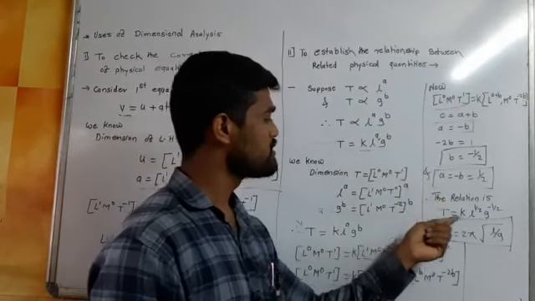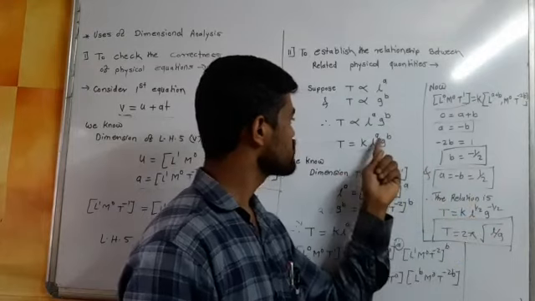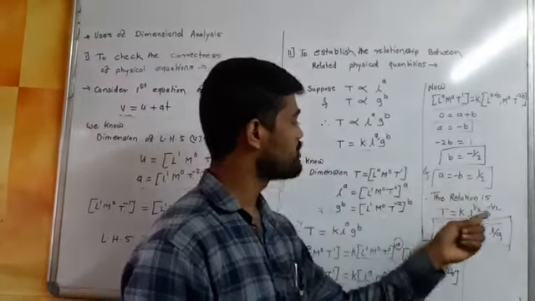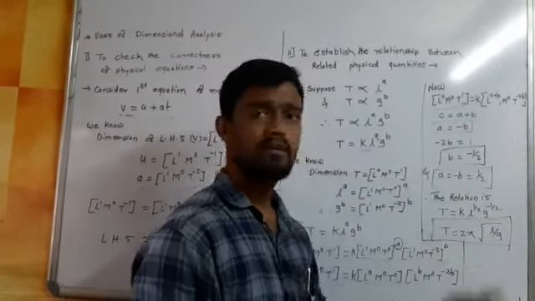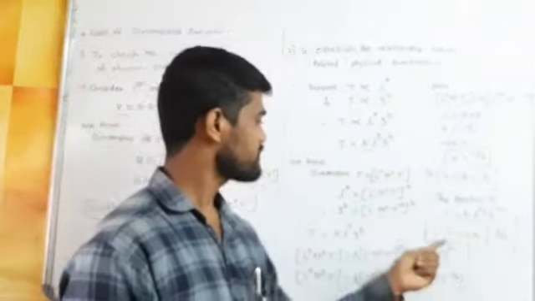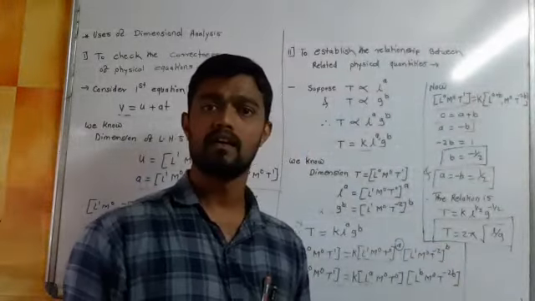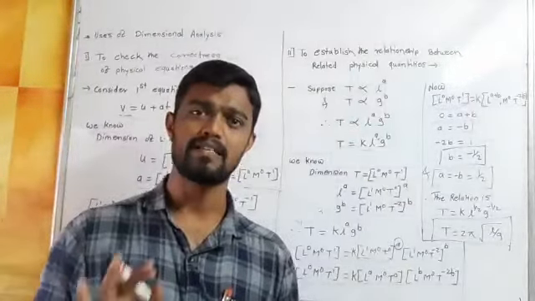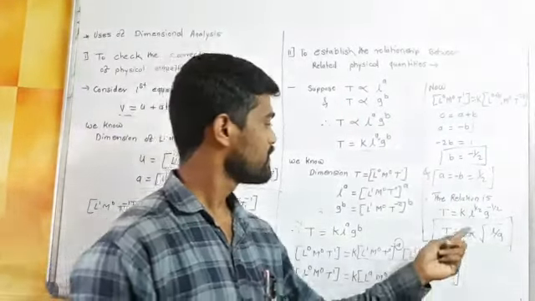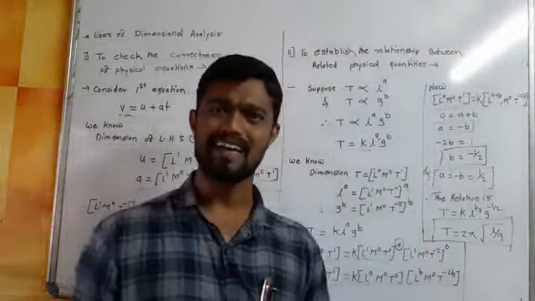So I get T is equal to K, L raised to A's value, half, so L raised to half, and G raised to B's value, minus half. Next, T is equal to, put the value of K, which is 2 pi, the constant. K's value is 2 pi. So L to the power half means what?